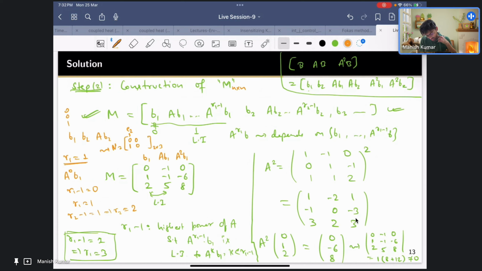Okay, and then the third column would be 0, 0, I guess. Just a second.